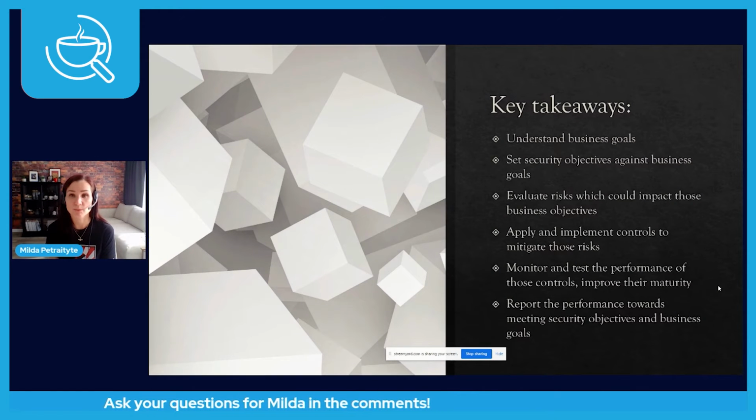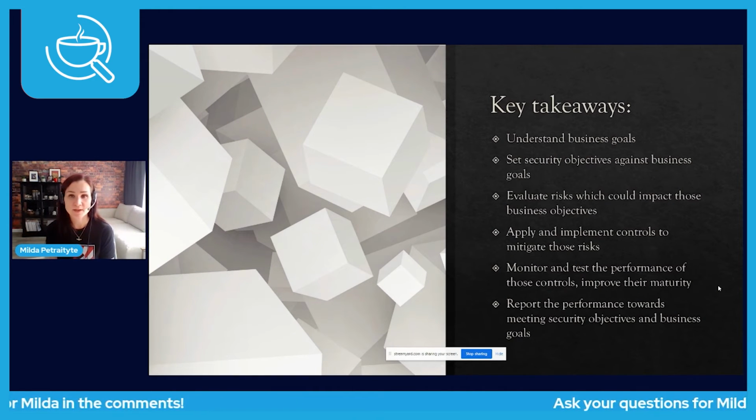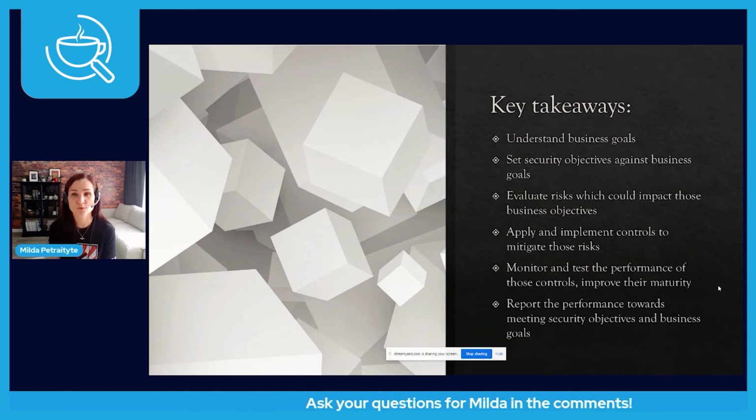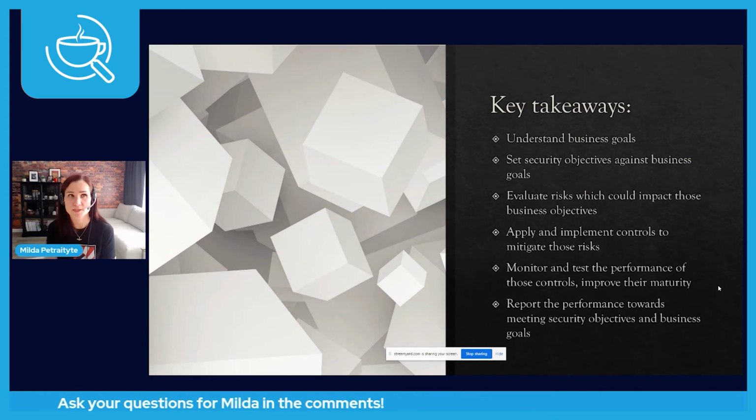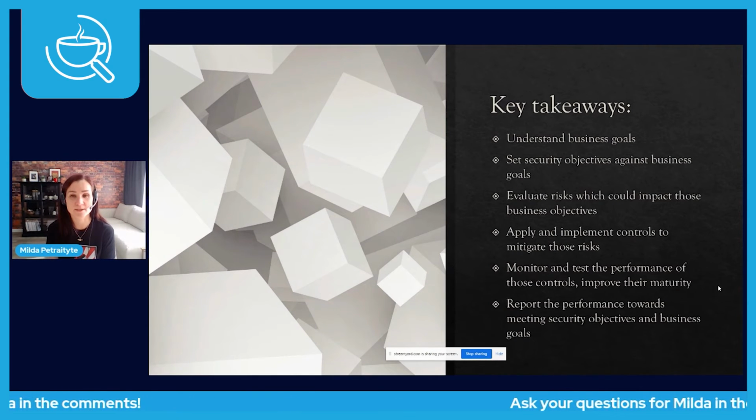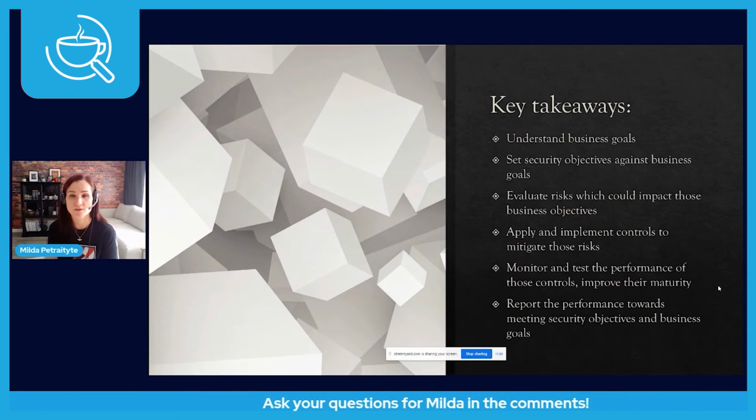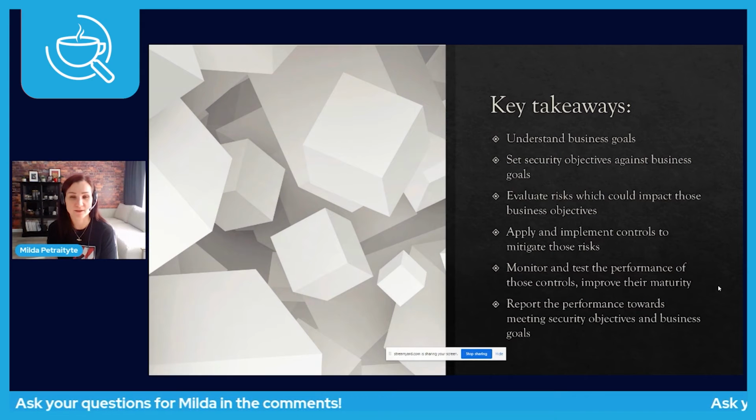Then we go into applying and implementing controls to mitigate those risks. And eventually, in all of this, we monitor and test the performance of those controls. We want to improve their maturity, because mature and strong controls are most effective in mitigating the risks that we have. And now the last level, it doesn't go up the stack like it goes down in the slide.